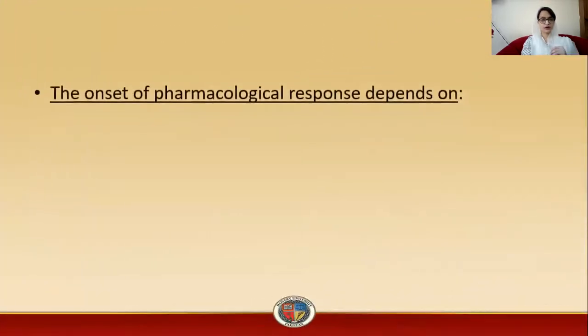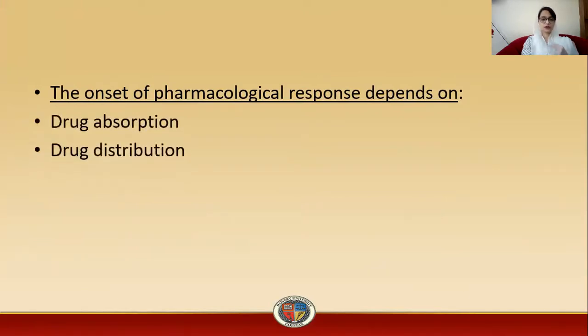Next comes the onset of pharmacological response, which depends on number one, drug absorption, and number two, drug distribution. So for the onset of drug response, two processes are very much necessary. The first one is absorption, and the second one is distribution. Once the drug enters into the body, it gets absorbed and then distributed into the organ, and then it performs its action. It is not that once we take the drug and it is inside the body it starts its action. No. What happens? First of all, the drug gets absorbed, then gets distributed, and then it starts to perform its pharmacological response.